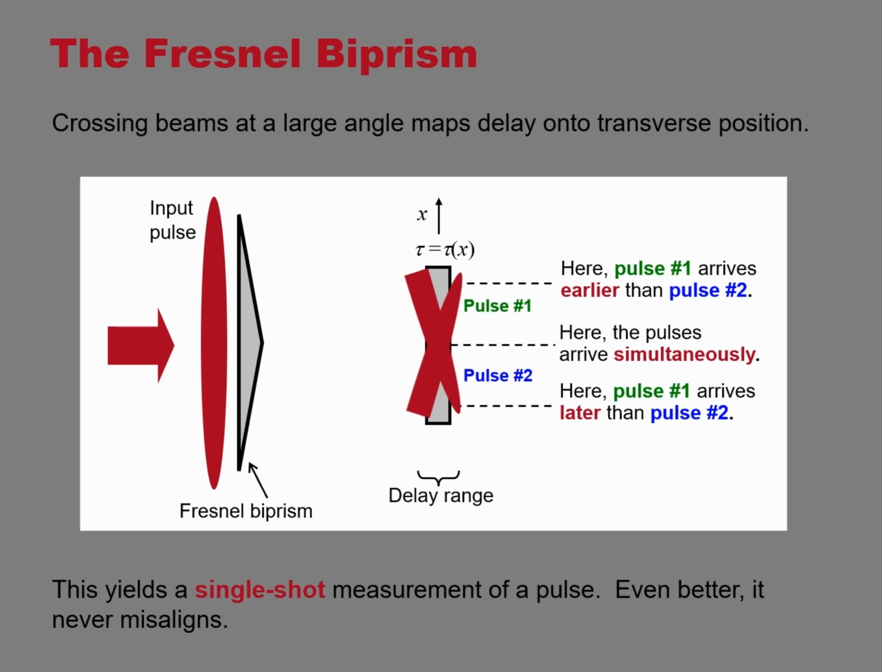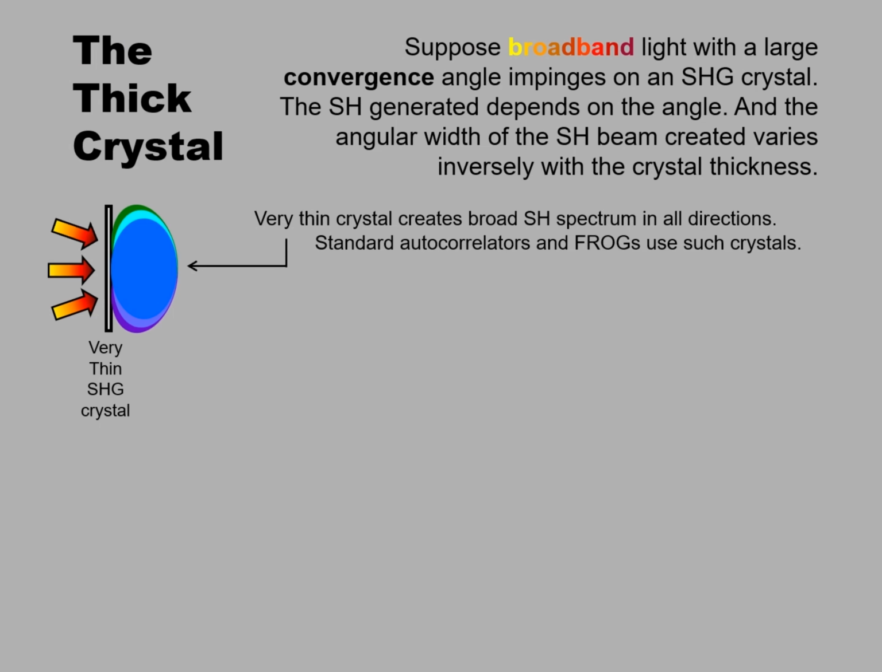This yields a single-shot measurement of a pulse. Even better, it stays aligned forever. To see how the thick crystal works, suppose that broadband light with a large convergence impinges on a second harmonic generation crystal. The green, blue, and purple ovals are polar plots of the generated second harmonic versus angle out of the crystal.